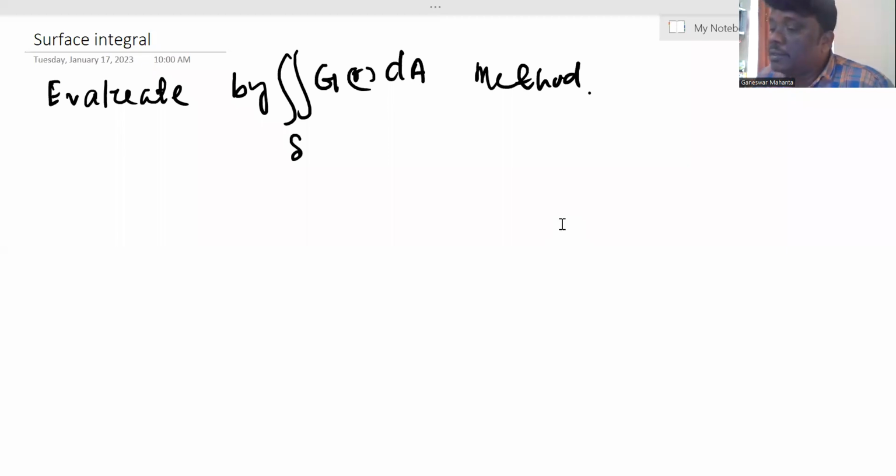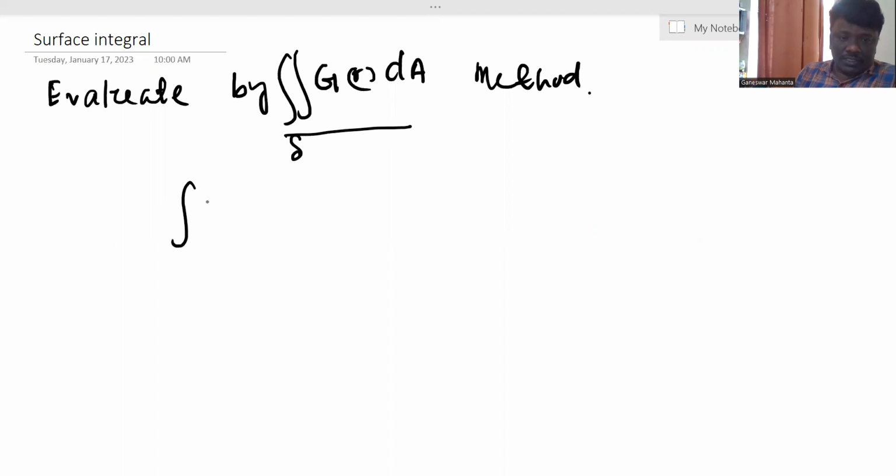Hello. Today we'll discuss the surface integral using the GRDA method. What is the GRDA method and how do we solve this problem using it? The GRDA method is basically used to calculate the surface integral.